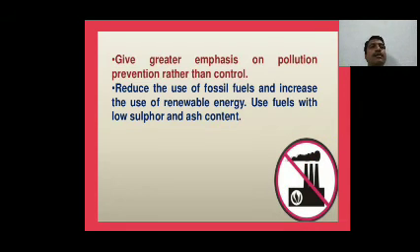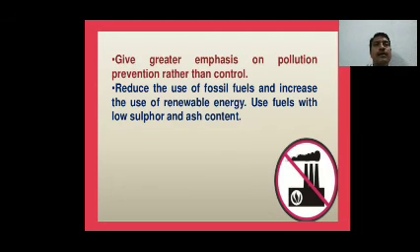Control methods. Give greater emphasis to pollution prevention rather than control. Reduce the use of fossil fuels, increase the use of renewable energy, and use fuel with low sulfur and ash content. Reduce contaminants at the source. The quantity of pollutants released can be reduced by maintaining high temperature and adding fuel in small quantities. Use correct methods of firing or burning.